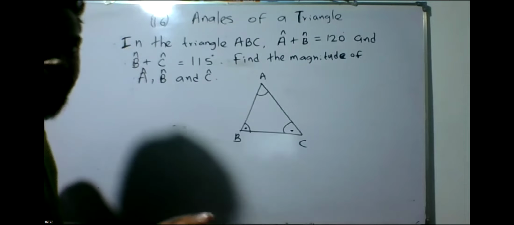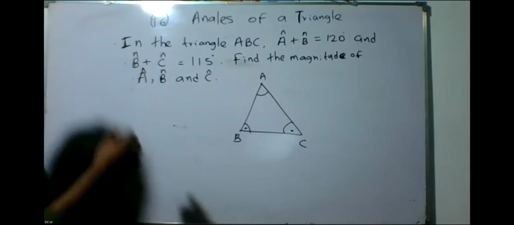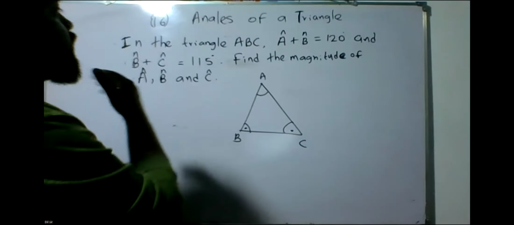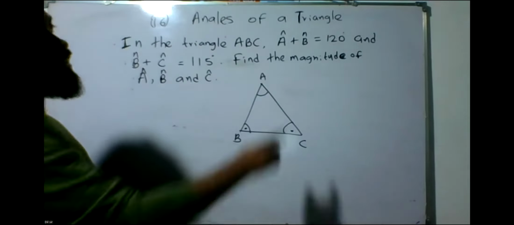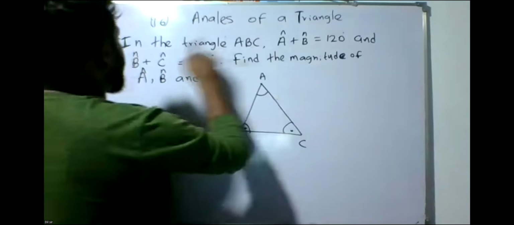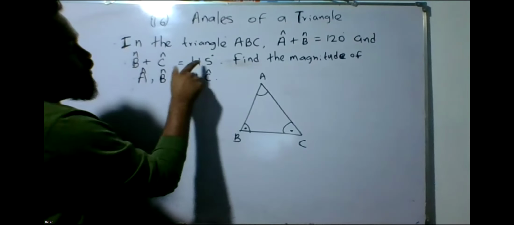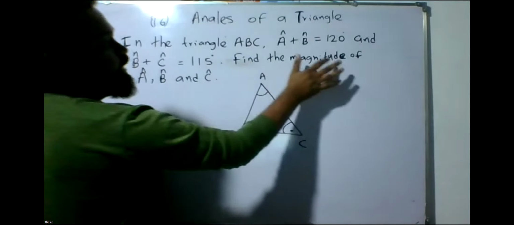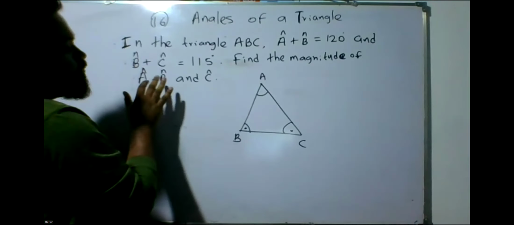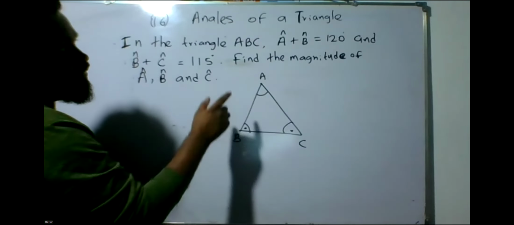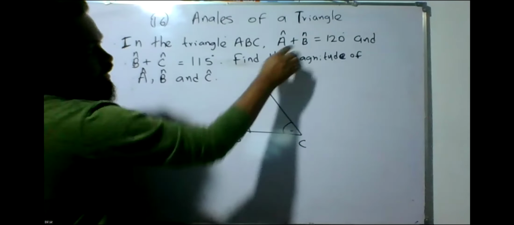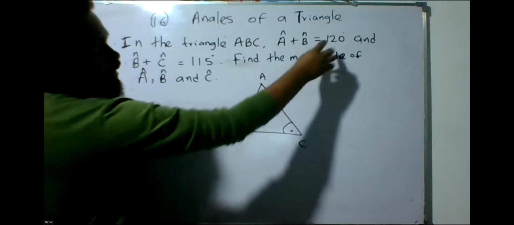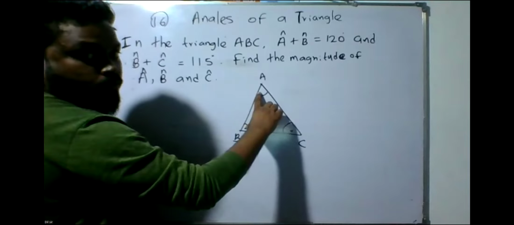Right. Sorry for that. Again, I mentioned this question. In the triangle ABC, angle A plus angle B equals 120 and angle B plus angle C equals 115. Find the magnitude of angles A, B and C. The angle A is this. The angle B is this. The sum of them is 120.